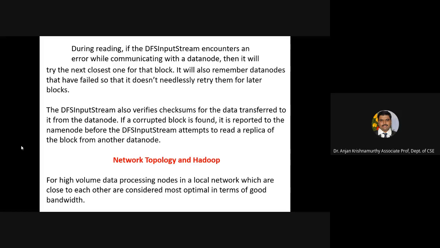So when we are talking about a very high capacity of data, let's take the example of Facebook data, which is in petabytes, right? When you talk about petabytes of data, let's imagine that 1 petabyte of data has to be transferred from one data node to another data node. Imagine the data transfer rate that the network backbone is supposed to support. It is supposed to support a very huge bandwidth, right?